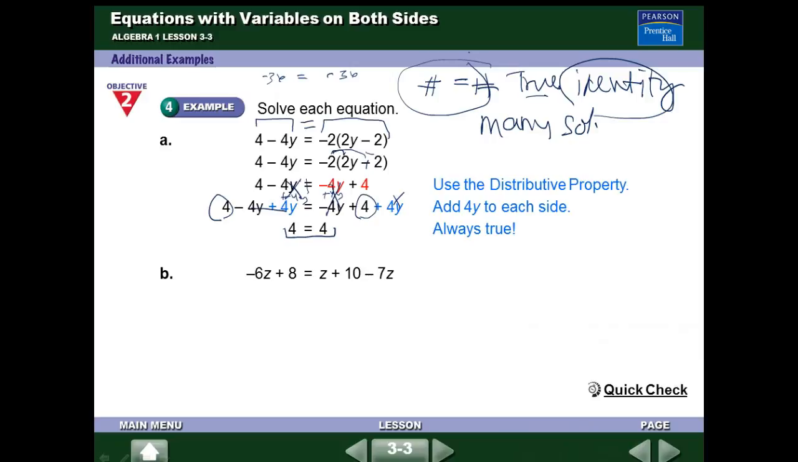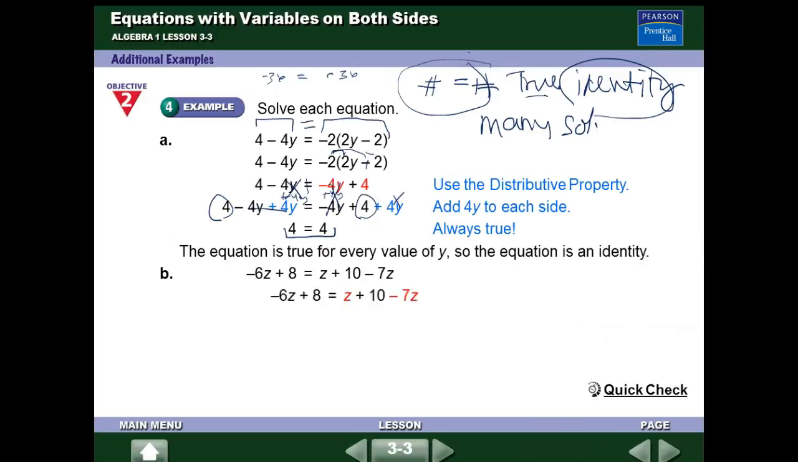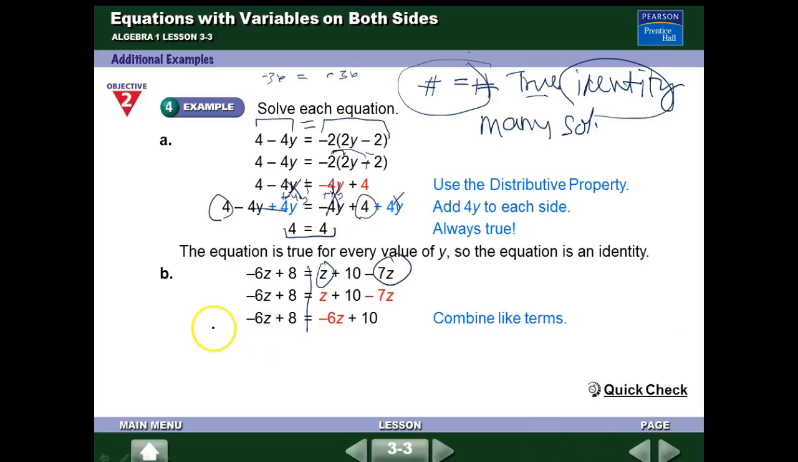Thank you. I have -6z plus 8 equals z plus 10. What can I do next? We need to combine our like terms. So I can say, well, here's a z and here's a z term. I can combine these z terms first. That's going to leave me with a -6z plus 10 and a -6z plus 8 on this side. Still, I'm trying to combine like terms. So this is a negative, so I'm going to add a positive 6z.